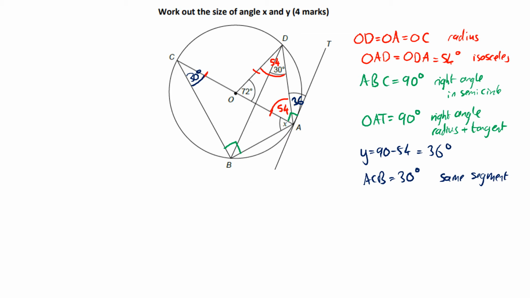Okay, but we do need x as well, so that's fine. We've got a triangle now, so we can go 180 minus 90 minus 30 is equal to 60, so we can say x is equal to 60 degrees, and the reason for that is just that it's in a triangle. If we want to be special, triangle equal 180. Okay, so that's the basic idea of longer form exam questions and how you want to set out your working.